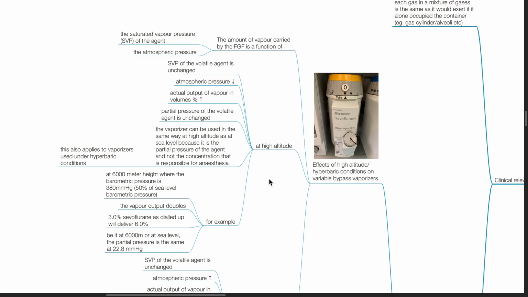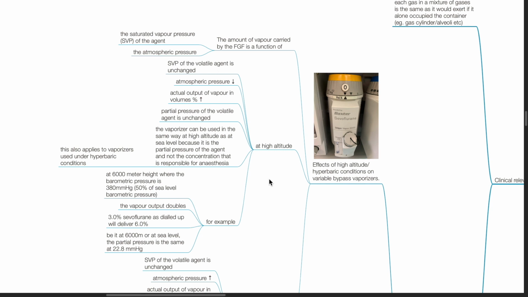The vaporizer can be used in the same way at high altitude as at sea level because it is the partial pressure of the agent and not the concentration that is responsible for anesthesia. This also applies to vaporizers used under hyperbaric conditions. For example, at 6,000 meter height, where the barometric pressure is 380 millimeters mercury, which is 50% of sea level barometric pressure, the vapor output doubles.